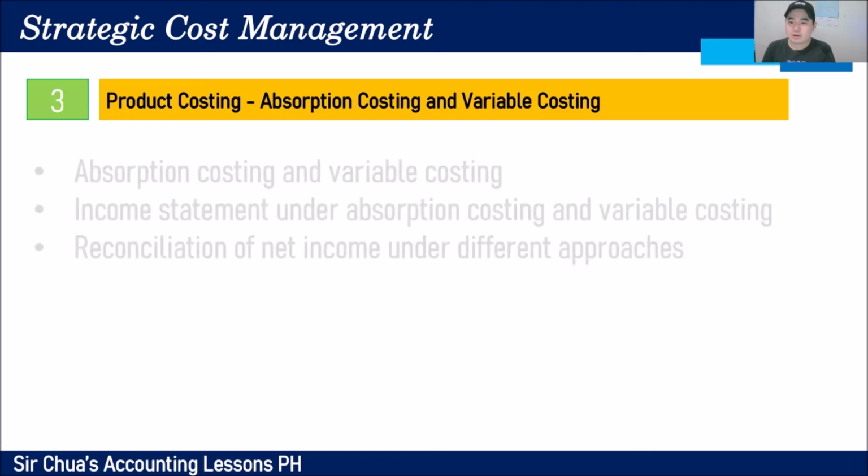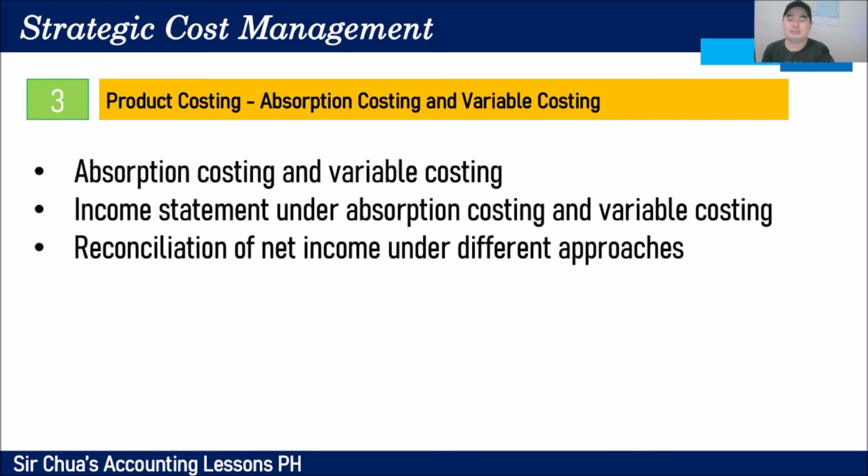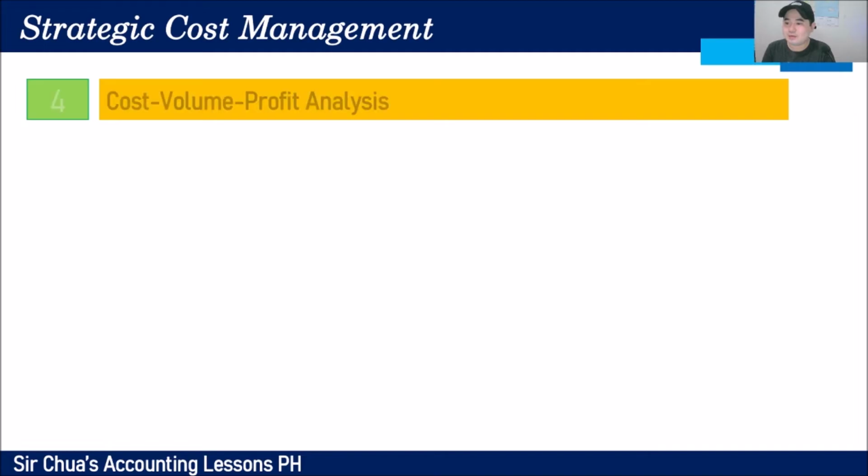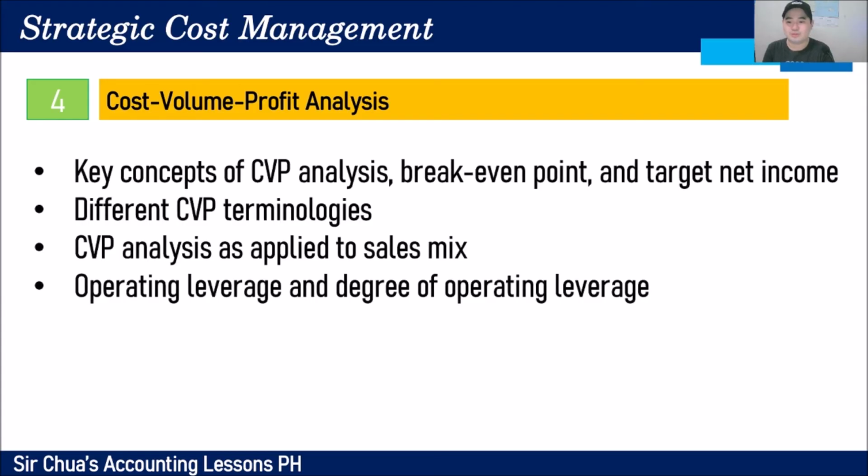And then we will also be talking about absorption costing, variable costing systems. So we have absorption costing and variable costing. And then how do we prepare an income statement under absorption costing, or the GAAP-based income statement? And then your income statement under variable costing, in which we separate your costs as to fixed and variable cost. And then how do we reconcile your net income under absorption versus variable costing, and how variable costing will affect your decision as a manager, and how variable costing is being used in decision making.